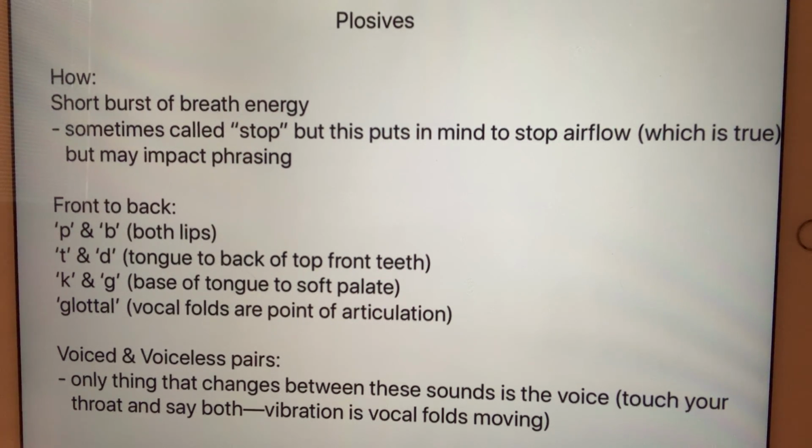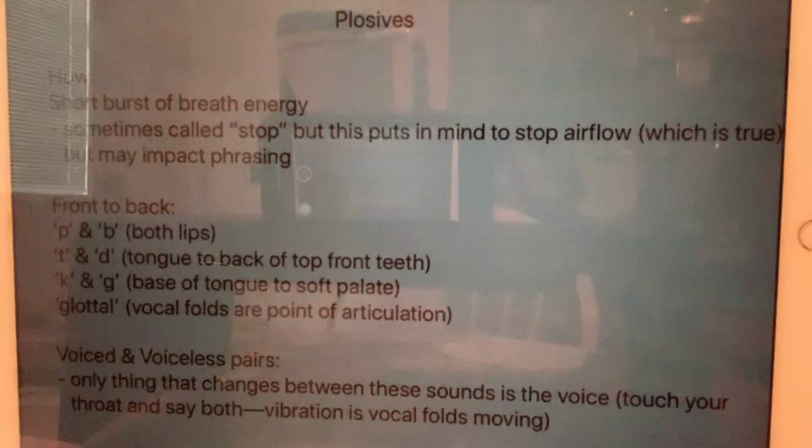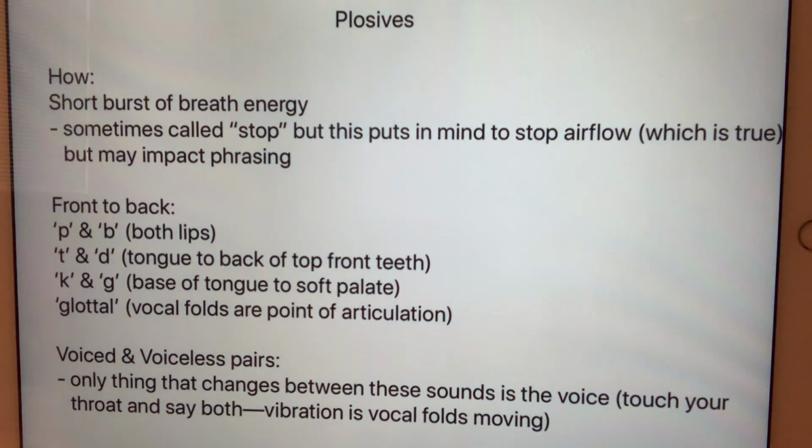Now say them back to back. D, t, d, t, d. Notice that nothing else changes except your voice gets turned on.